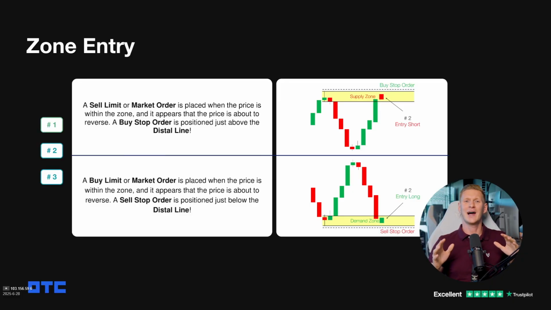The second entry type is a zone entry. For a short trade, you place a sell limit order or a market order once price has already entered the supply zone and is showing signs of reversal. Your stop loss buy stop order is positioned just above the distal line of the zone. For a long trade, you place a buy limit order or a market order once price is already within the demand zone and appears to be reversing. Your stop loss sell stop order is positioned just below the distal line of the zone.